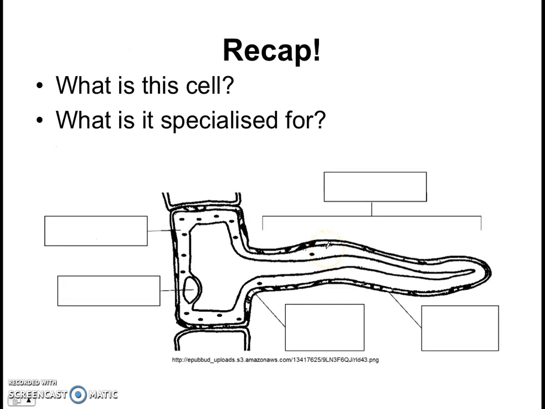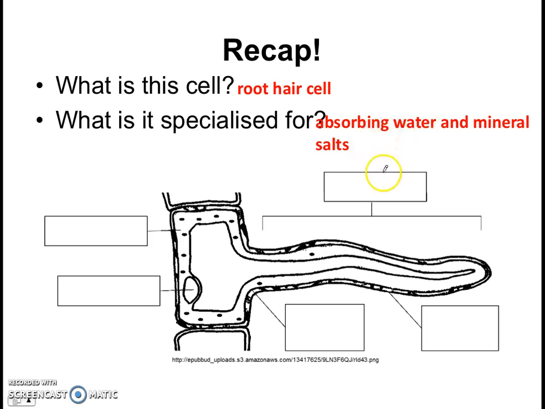So I need you to think back on last year and to think back on the time where this cell looked familiar to you. Well, it's been a while since you studied cells, but this cell should be familiar to you. What is this cell? Very special cell that's found in plants. It is a root hair cell found in the roots of plants. And what is it specialized for? What's its function? Well, root hair cell, hopefully you can remember, is to absorb water and mineral salts.